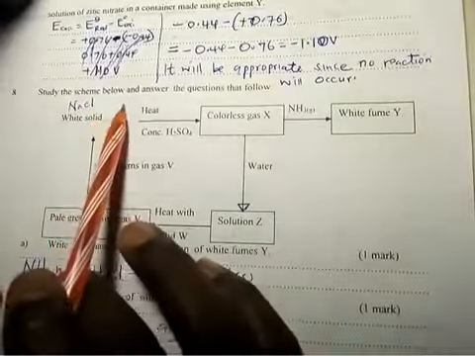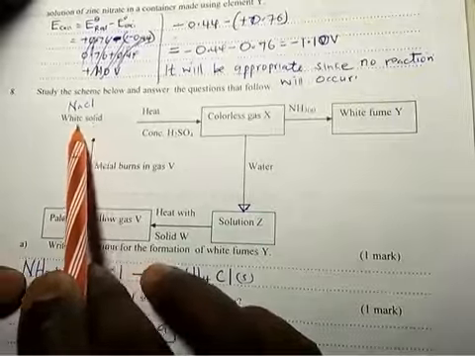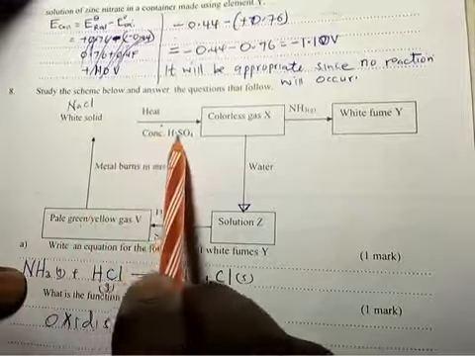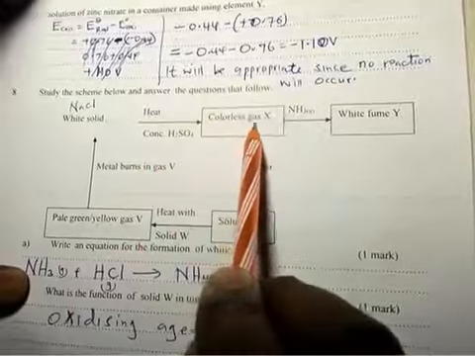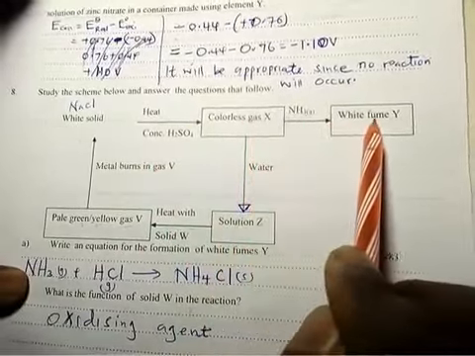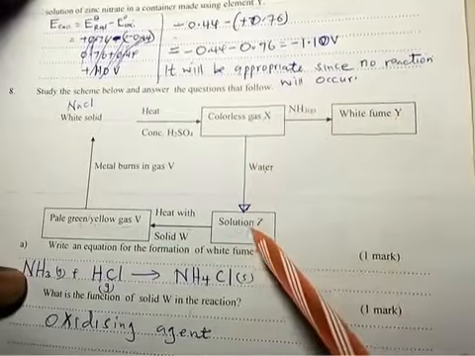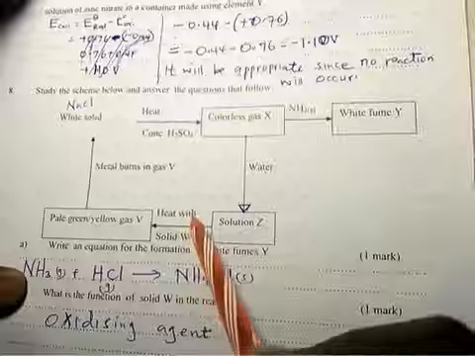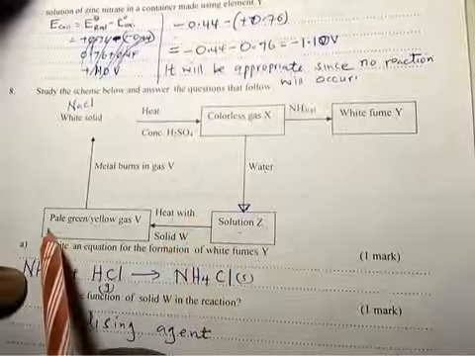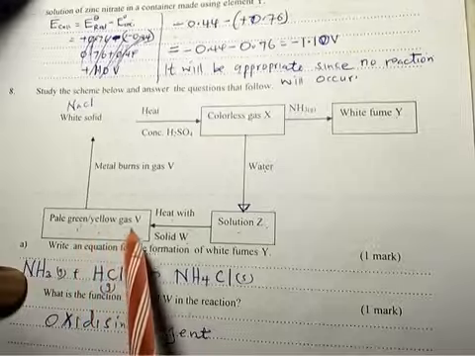Study the scheme below and answer the questions that follow. We have a white solid which reacts with sulfuric acid on heating. A colorless gas X is produced. Gas X reacts with ammonia to form white fumes Y. A colorless liquid plus water forms solution Z. Solution Z heated with solid W forms a pale green or yellow gas V.